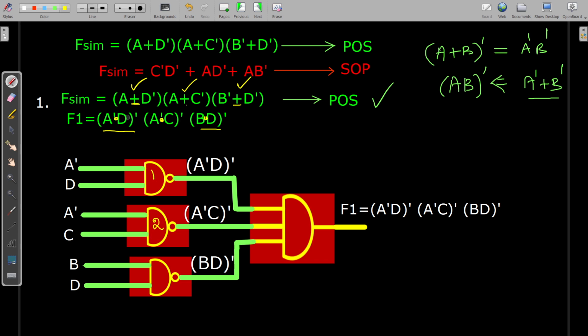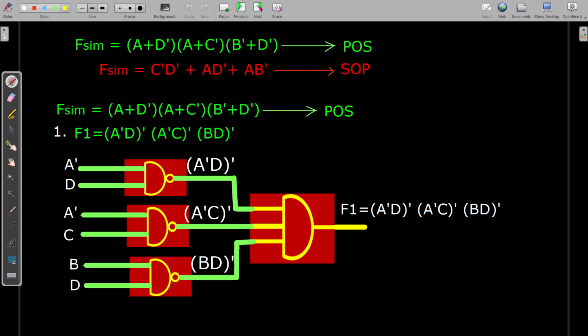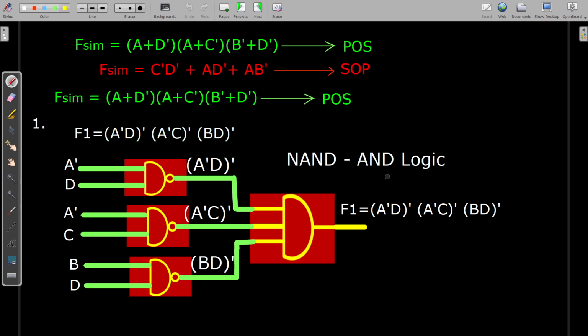Then all these three terms are combined using the dot operator. So it is served by the AND operator, AND gate. So here we have this NAND for each and every term, and these three terms are combined using AND. Then you are getting this F1. Okay. So what logic is being implemented? If you check, it is NAND AND logic.